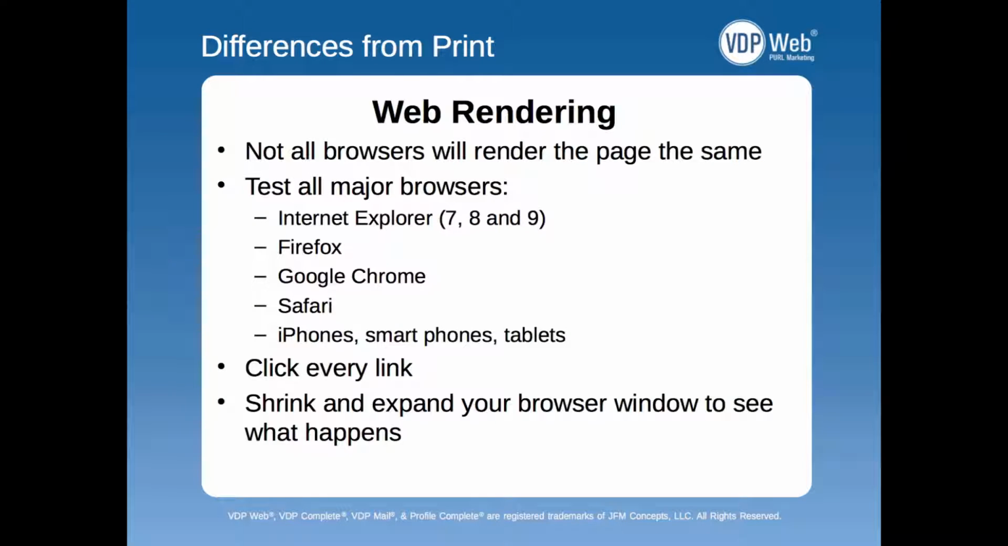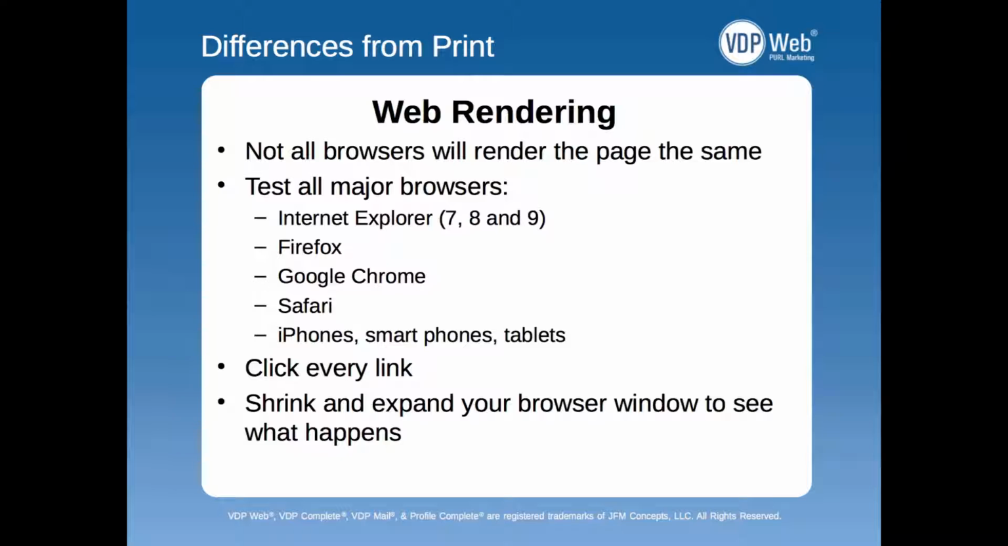So web rendering is another big difference from print, which I've touched on, but I just want to reiterate this a little more clearly. Not all browsers render the page the same. And so because of that, we have to test all major browsers whenever we do anything with web rendering. So we do test regularly for Internet Explorer 7, 8, and 9. It's very important to test for those versions and see how a page looks on it.